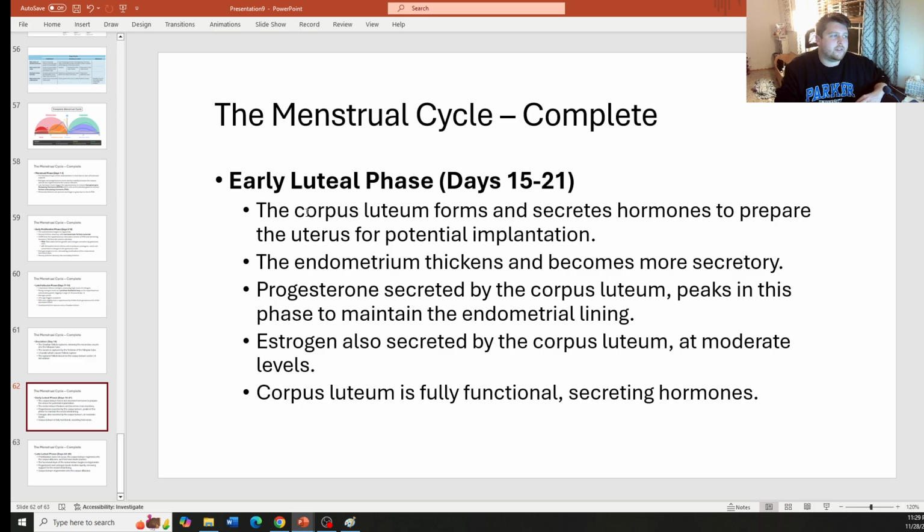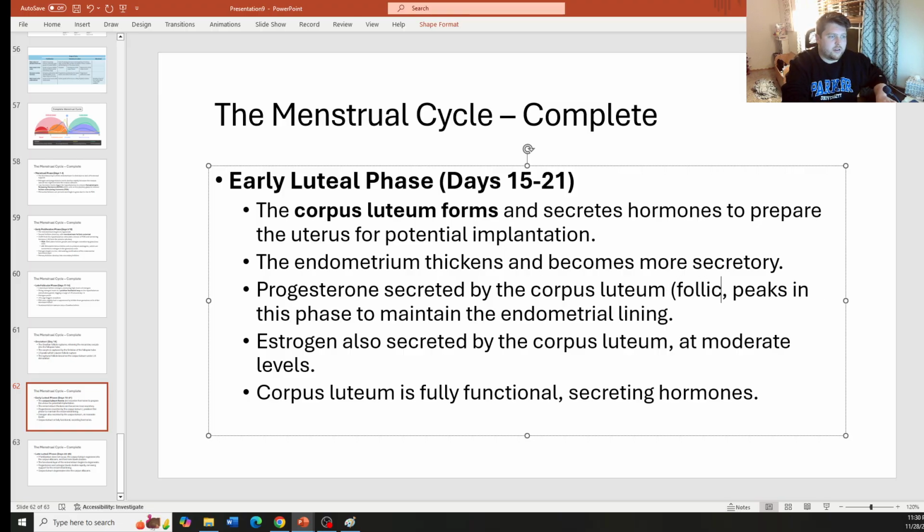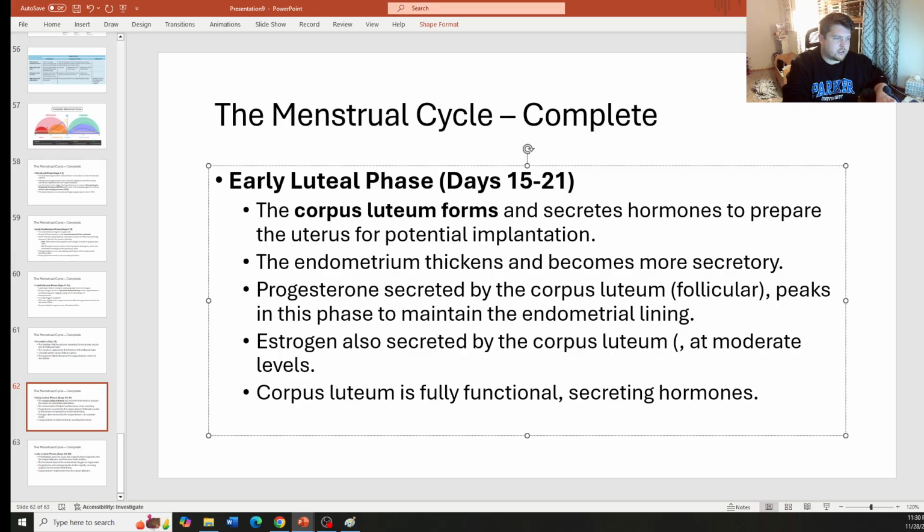The luteal phase, the corpus luteum forms and secretes hormones. Endometrium thickens. Progesterone is secreted by the corpus luteum. And then estrogen is also secreted by the corpus luteum. So remember those two different parts. The progesterone is from the follicular cells, and the estrogen is from the theca interna.